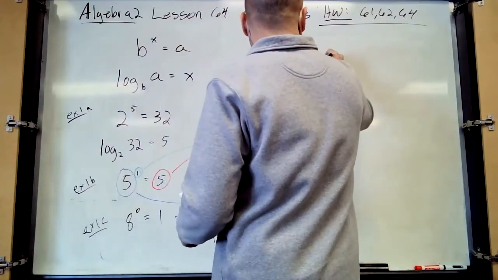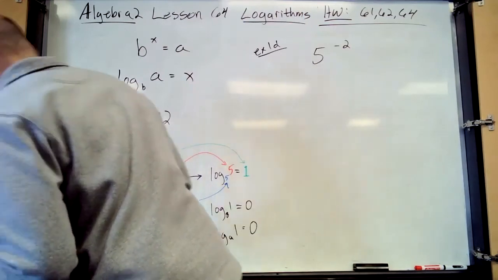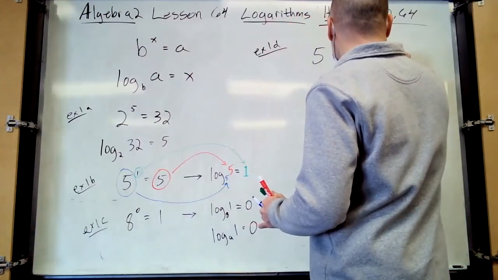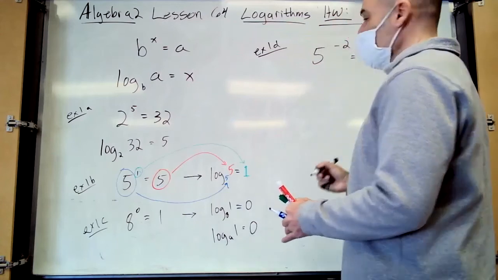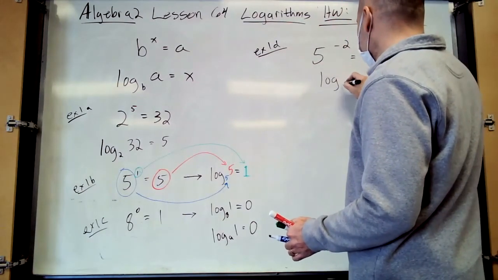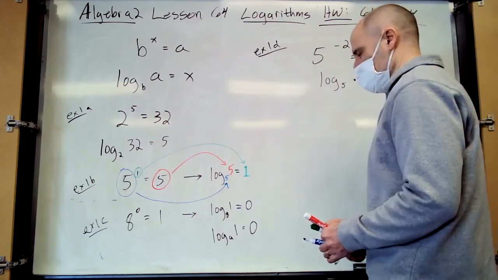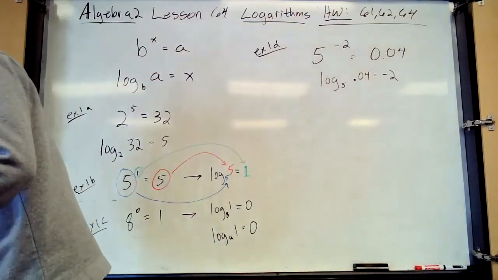5 to the negative second is 0.04 because it's 1/25th, right? So it works the same way. Log base 5 of 0.04 equals -2. That's it. So you're just rearranging stuff.